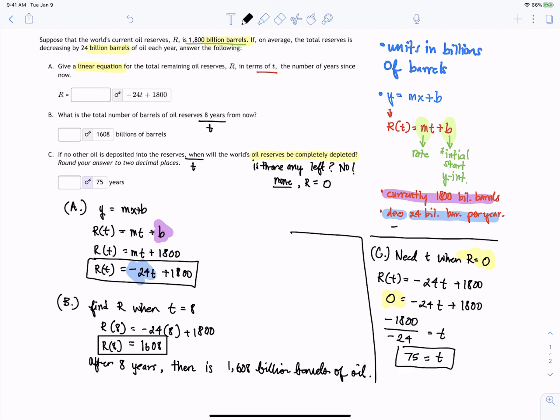So this is the answer, but in terms of the problem, we can see that after 75 years, the oil reserve is depleted.